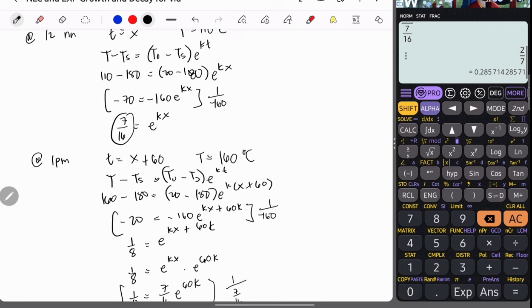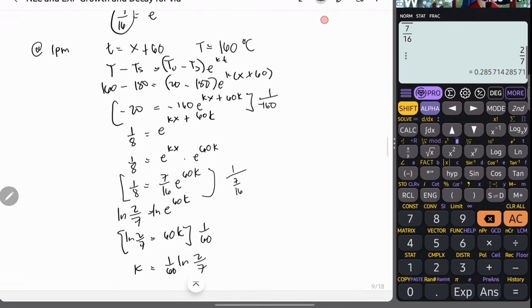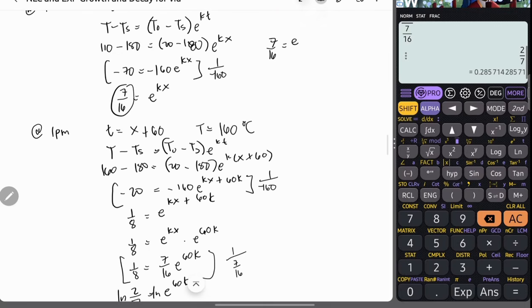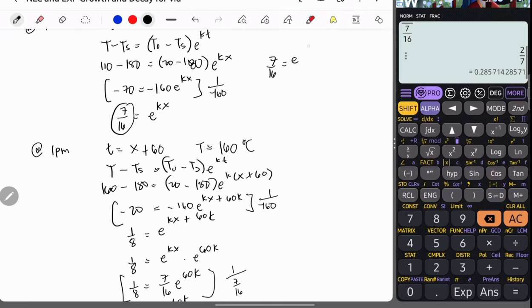Since we have the value of k now, we will use that in our equation 7 over 16 equals e to the kx so that we can get the value of x. So, 7 over 16 equals e to the k, and k is now 1 over 60 ln 2 over 7, so 1 over 60 ln 2 over 7 times x.